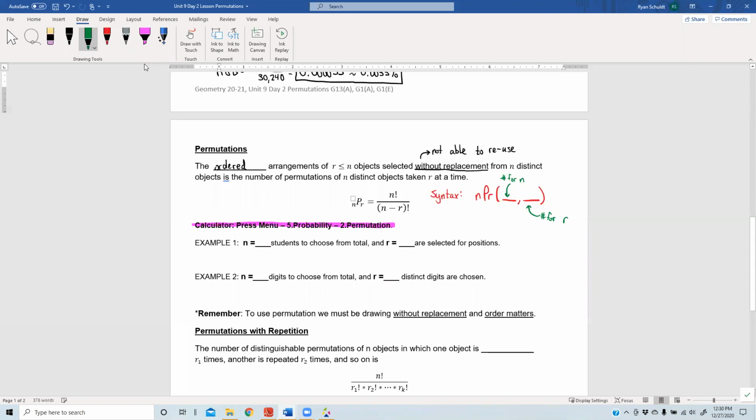So let's look back at examples. This shouldn't say example 1 and 2. This should say example 1 and 3. Let me correct that right quick. This should say example 1 and example 3.